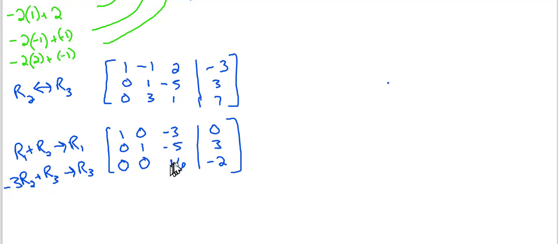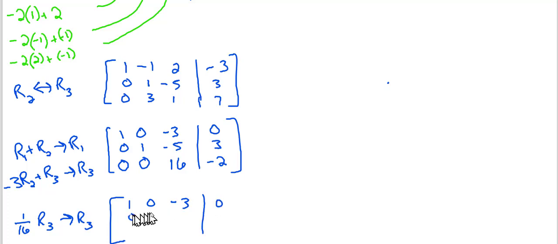We want a 1 where this 16 is. Unfortunately, there's not a good way to do it. You can't use the above columns without changing these zeros. So we have to do 1/16 times row 3 and put it in row 3. And that is the only operation I want to do here, because to get rid of this 3 and negative 5, I need the 1 in row 3. Negative 2 over 16, that's a nice round number of negative 1/8. This is going to have a pretty solution.